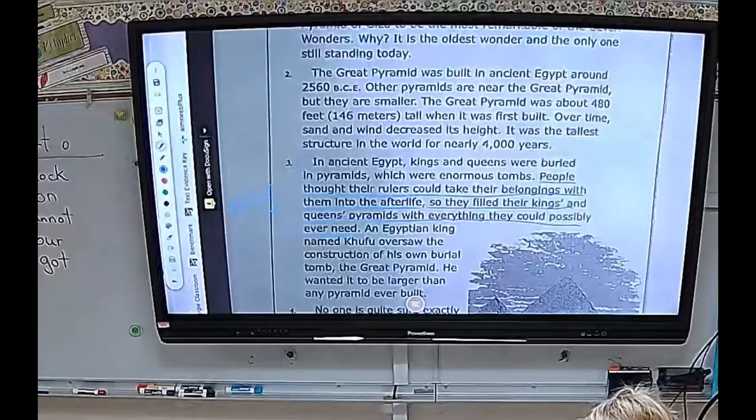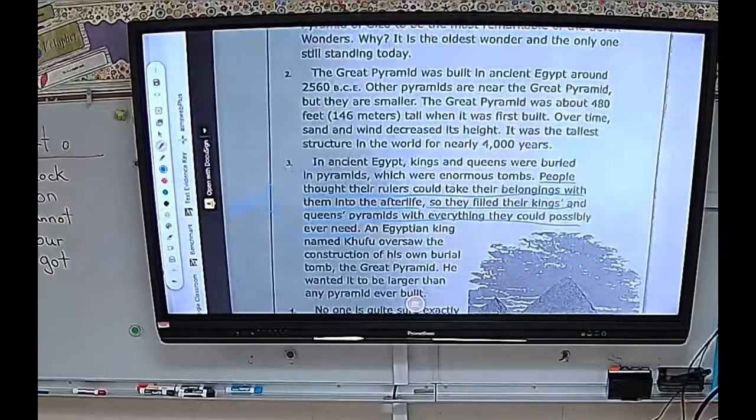Alright, so let's keep going. Sorry, Andrew, I interrupted you, but that was a good text evidence. Alright, let's keep looking and listening and see. Can we find another sentence that lets me know why or how they built the pyramid? An Eastern king named Khufu oversaw the construction of his own burial tomb, the Great Pyramid. He wanted it to be larger than any pyramid ever built.